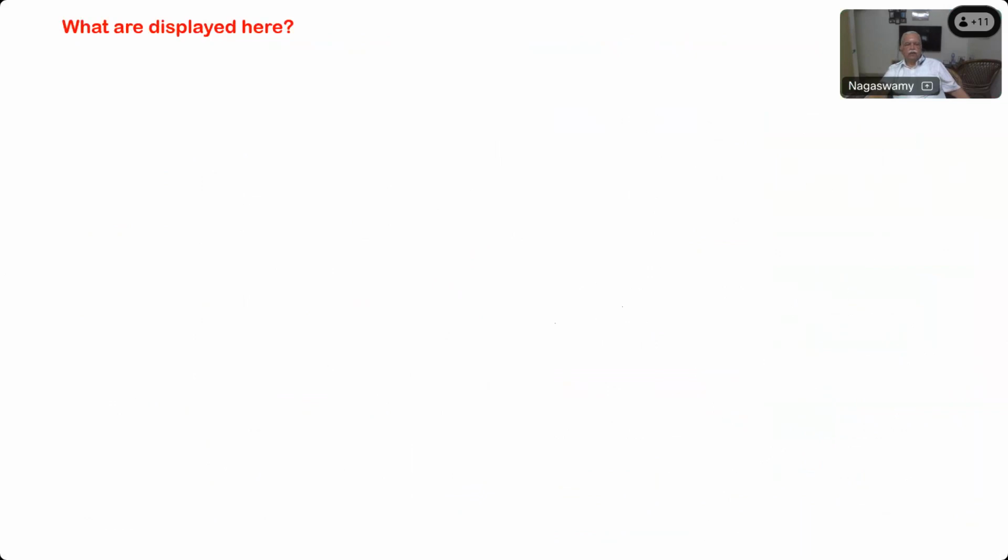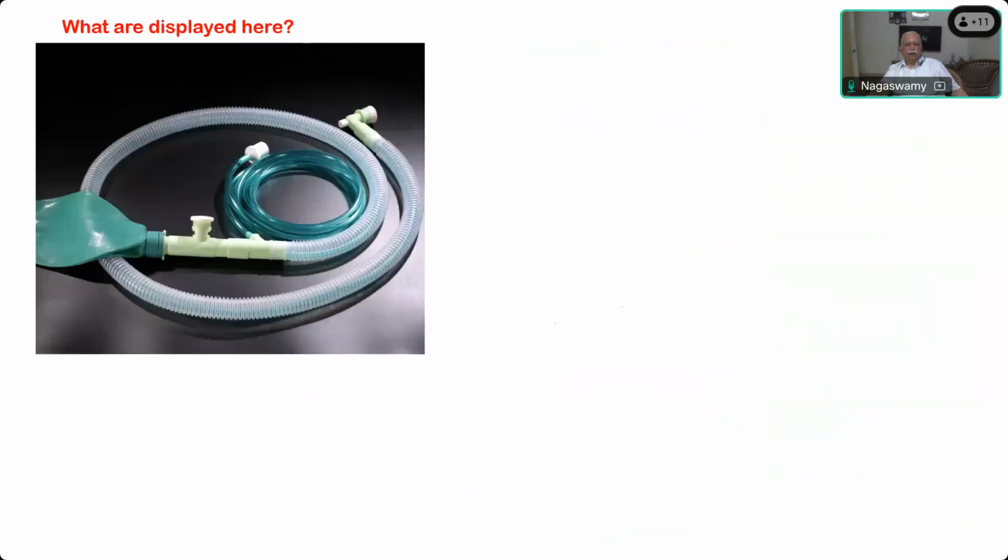Now something is displayed here. Can you identify what this is? It's a Bain circuit. Is the Bain circuit used for adults or children? Adults. It's an adult Bain circuit, correct.